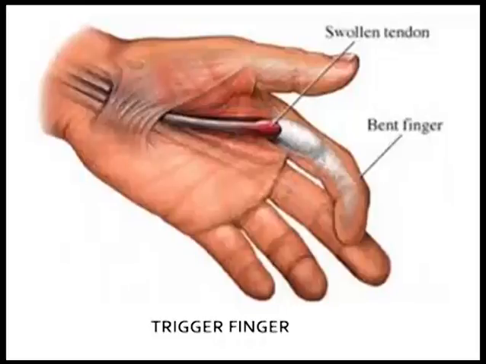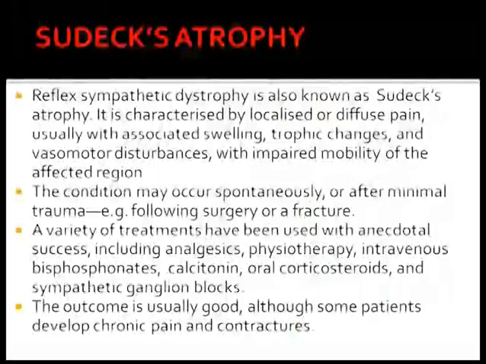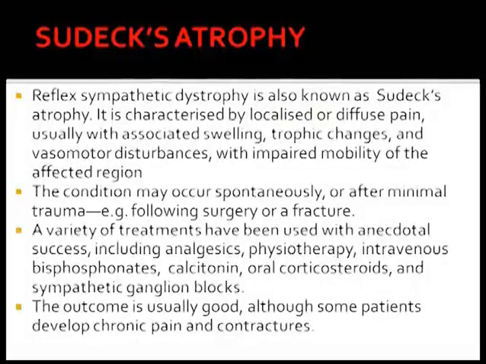Then this thing which we fail to see very often but which is occurring is reflex sympathetic dystrophy, which is also known as Sudeck's atrophy. It is characterized by localized or diffuse pain associated with swelling, trophic changes, vasomotor disturbances, and impaired mobility of the affected region, because autonomic involvement is also there in this. It may occur spontaneously, but usually it occurs after a small surgery or a fracture or a trauma.